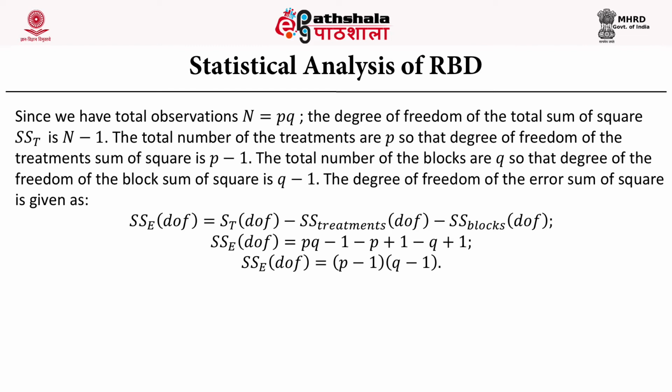The degree of freedom of the error sum of square is given here as: sum of square of error degree of freedom, which is equal to sum of square of total degree of freedom minus sum of square of treatment degree of freedom minus sum of square of block degree of freedom. So the error degree of freedom is equal to PQ minus 1 minus (P minus 1) minus (Q minus 1), which comes out to be (P minus 1) into (Q minus 1).